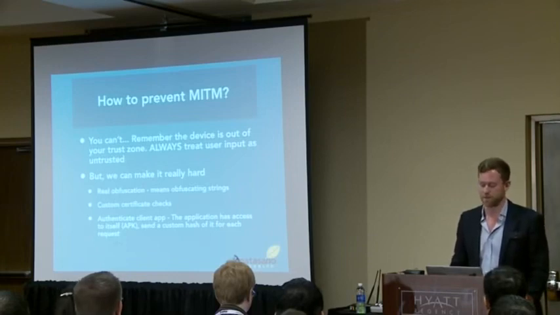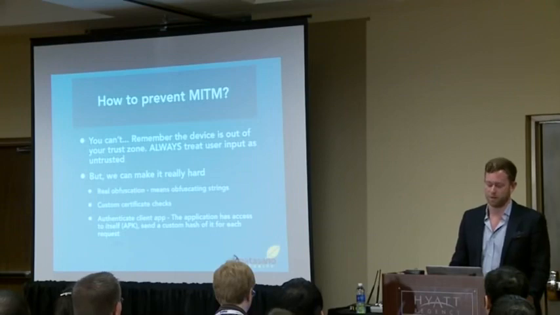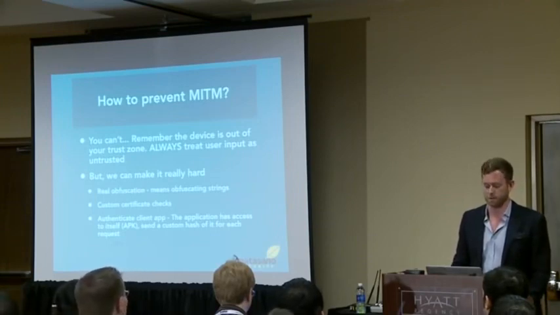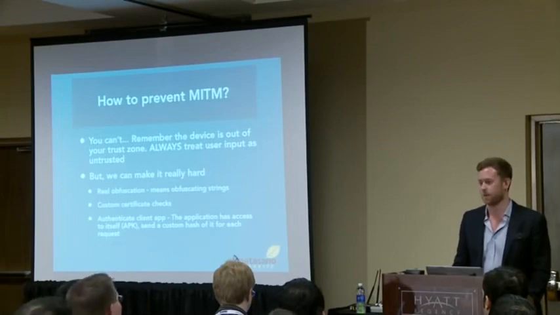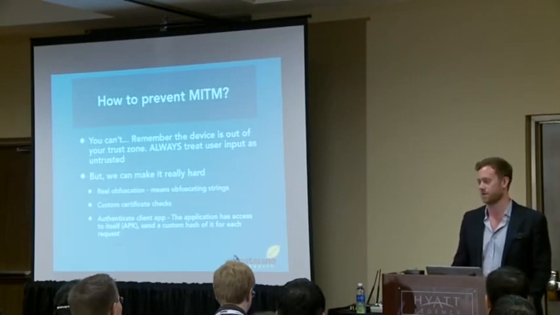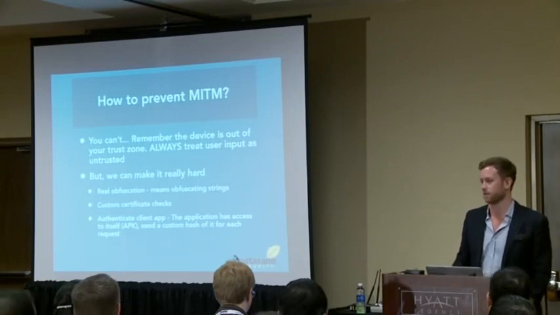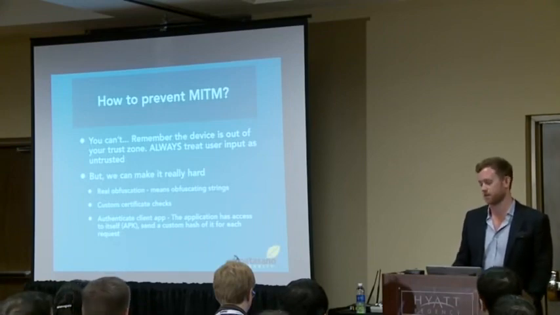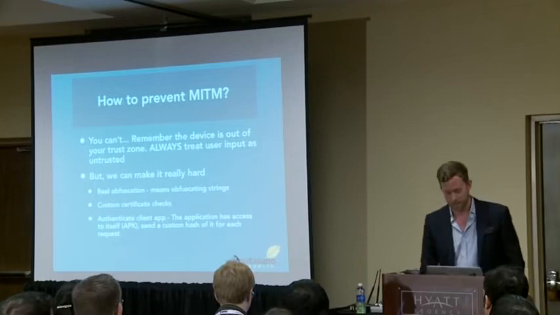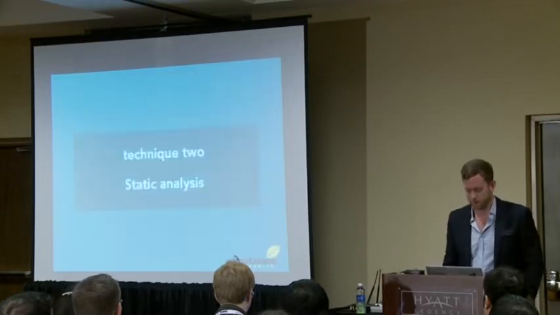Again, implement custom cert checks like we showed before. And a new thing that I actually haven't seen implemented anywhere, but to me seemed pretty obvious, was to authenticate the application itself through every network request that it's going to pull. So the APK has access to itself. You can do some sort of custom hash with every request. So when you send that, you can ensure that the application that's communicating with your endpoint has not been modified in any way. I'll show an example of how to get around that though as well.